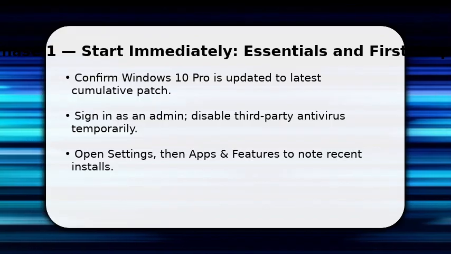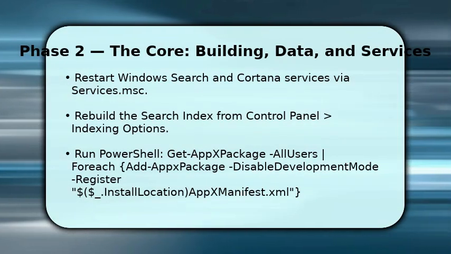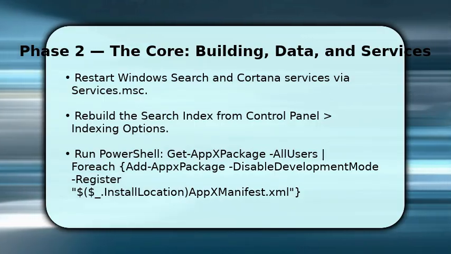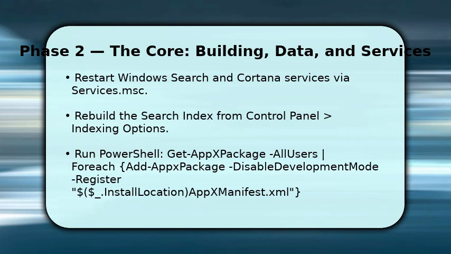Next, repair core components. Open services.msc and restart Windows Search and Cortana. This refreshes service state and clears transient faults. Then rebuild the search index from Control Panel indexing options. Rebuilding forces a fresh catalog so results return. After that, run the PowerShell command I show to re-register built-in apps. This fixes broken Start and search integration. Make sure to run PowerShell as admin. These steps address both service-level and app-level issues.